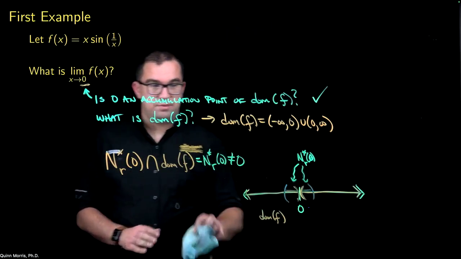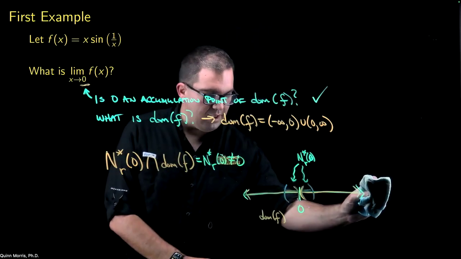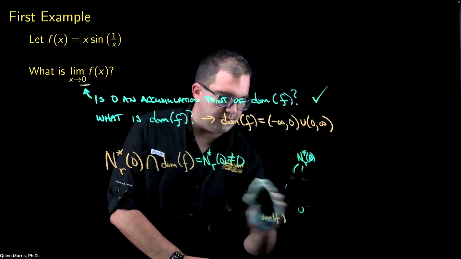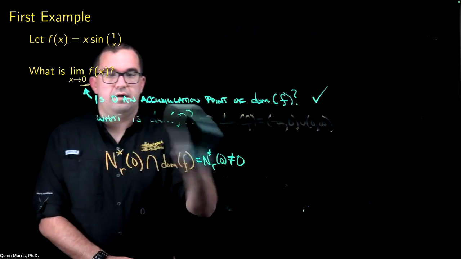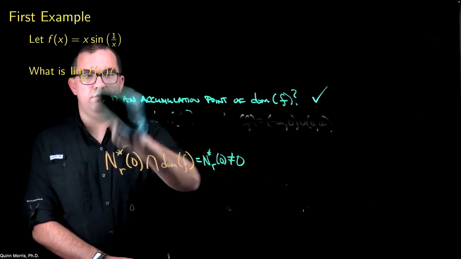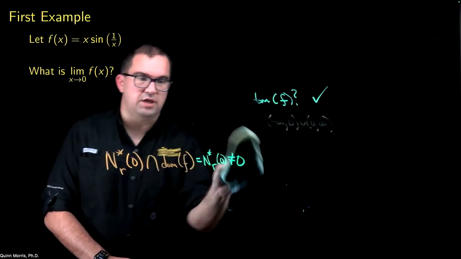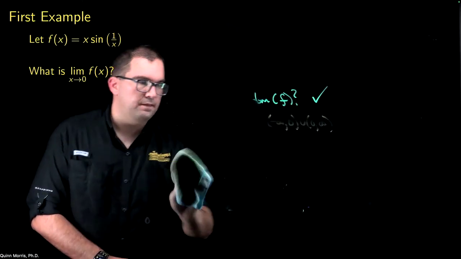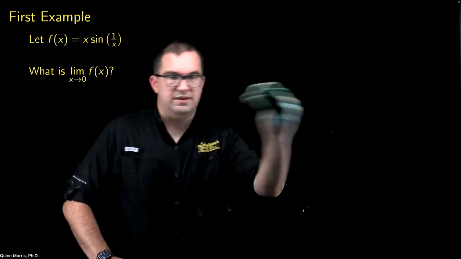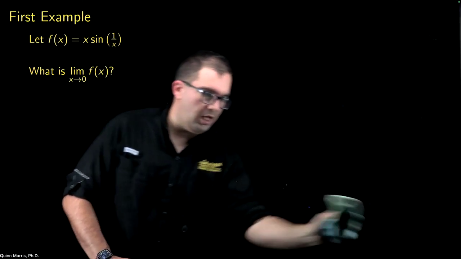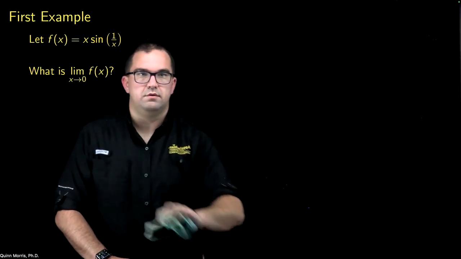So having established this, we can now say that we're in perfectly good shape to discuss the limit as x approaches 0 of this function x times sine of 1 over x. Now, again, this is not a guarantee that it exists. It simply says that the definition we learned last time can be applied to this situation. Okay?